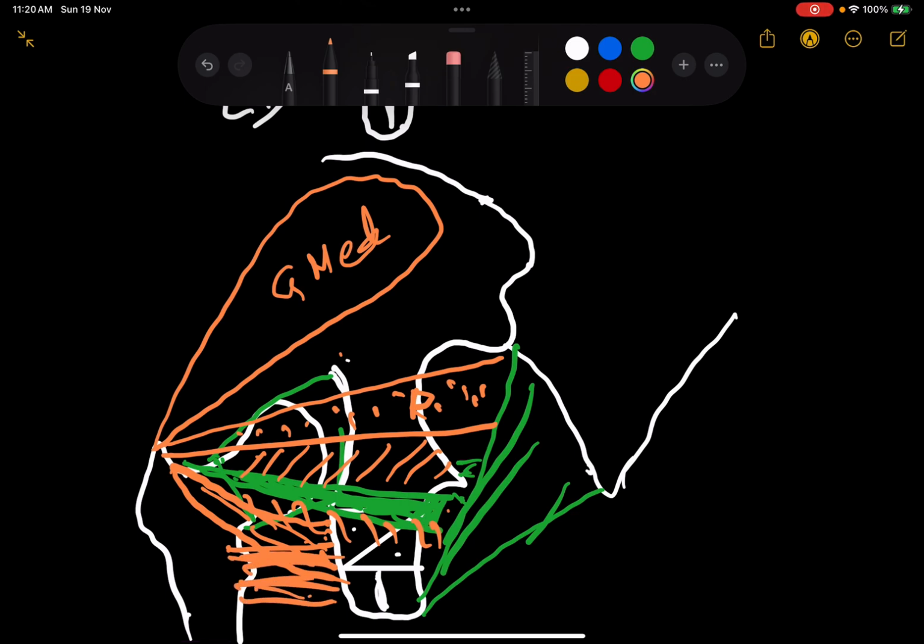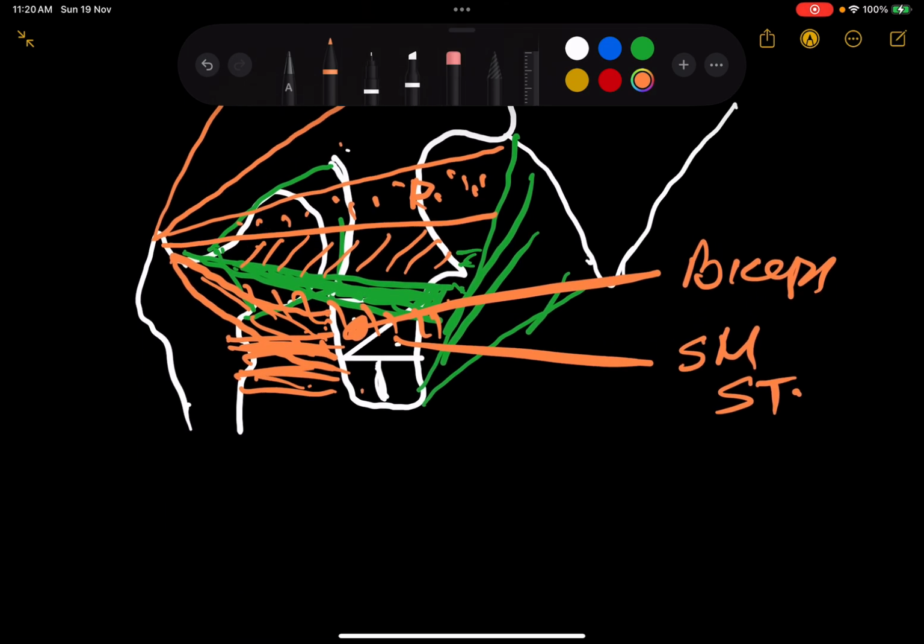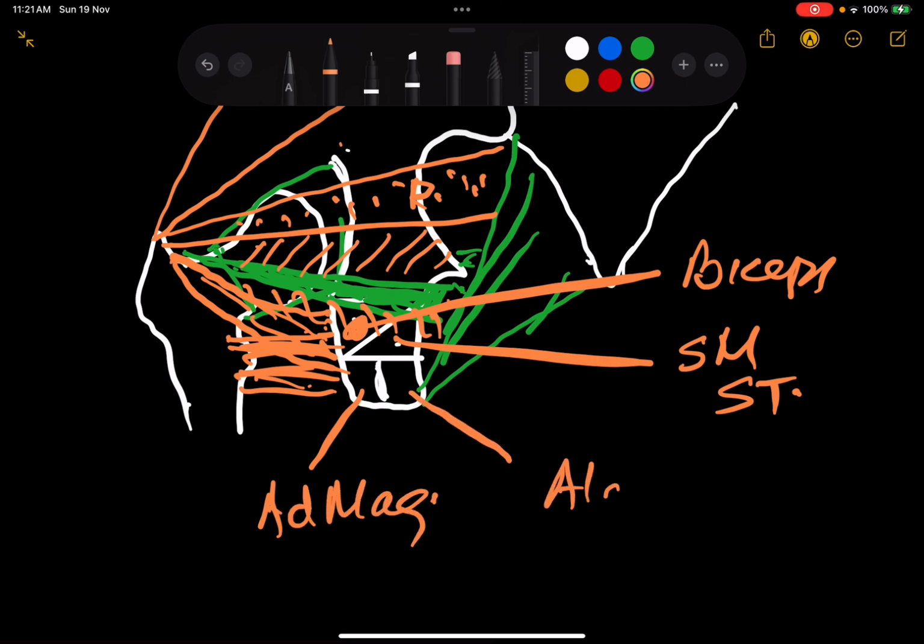Then muscles from the ischial tuberosity, upper lateral, biceps, lower medial, semimembranosus, semitendinosus. From the lower triangular portion, outer side, adductor magnus, ischial part, inner side, Alcock's canal.